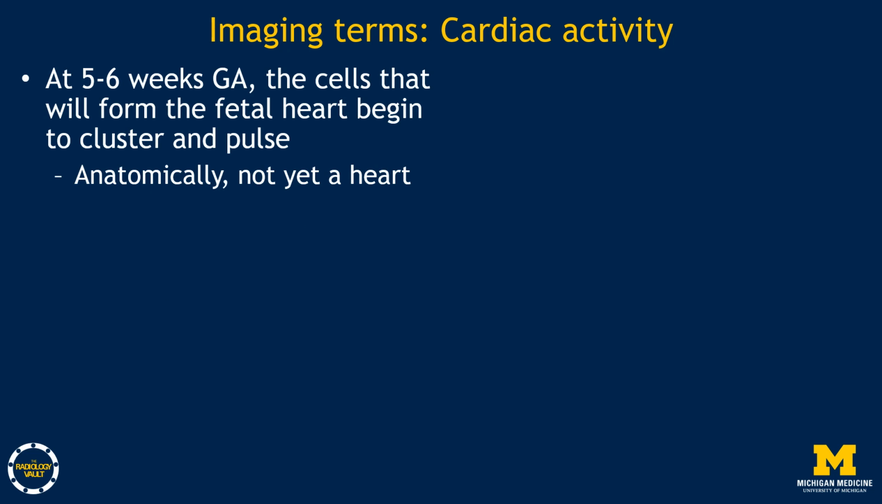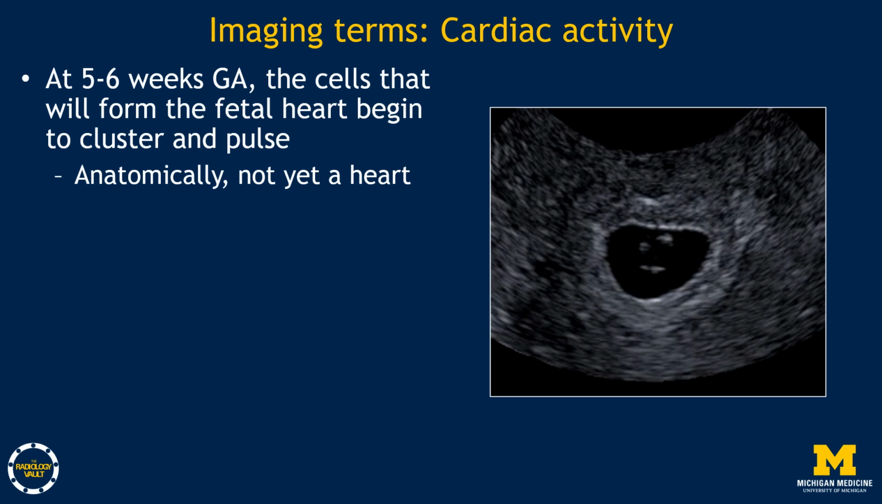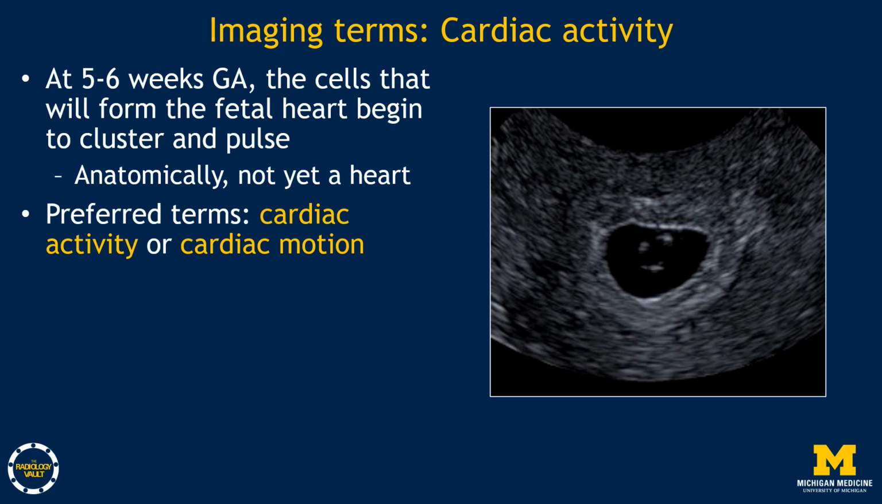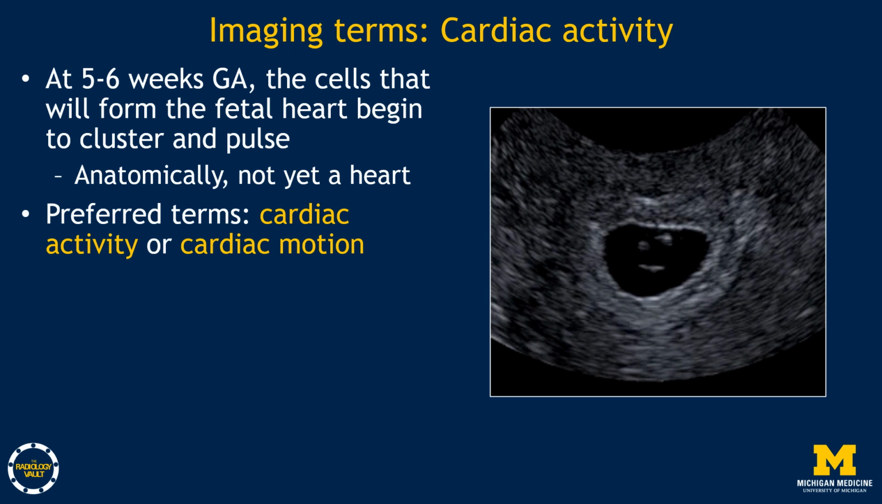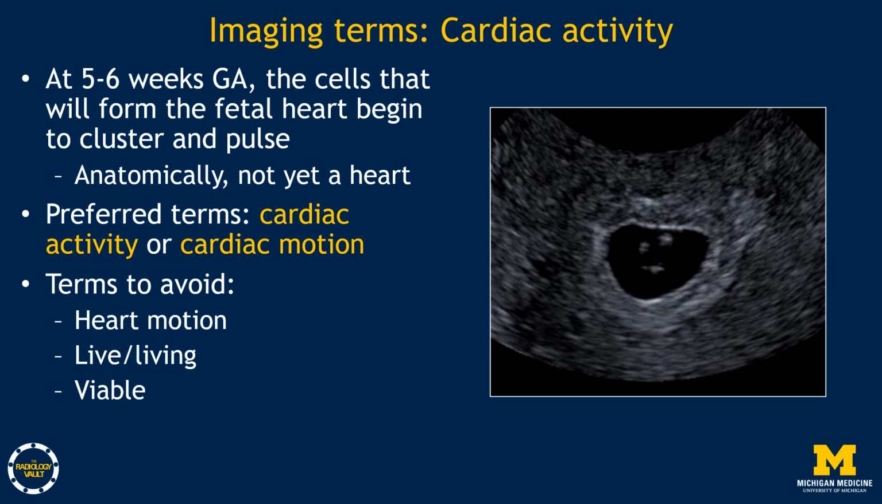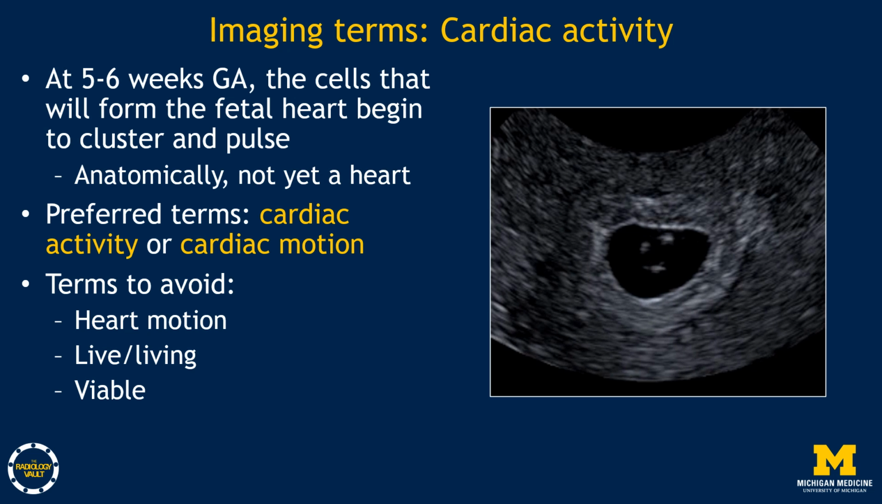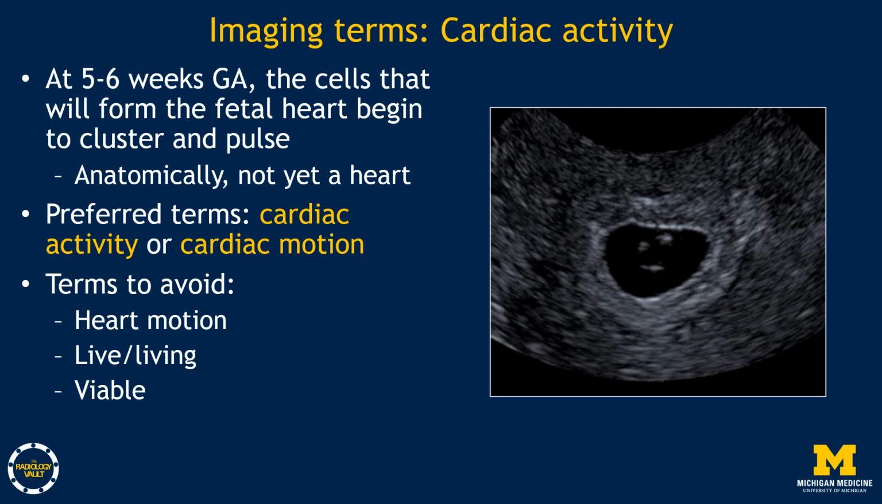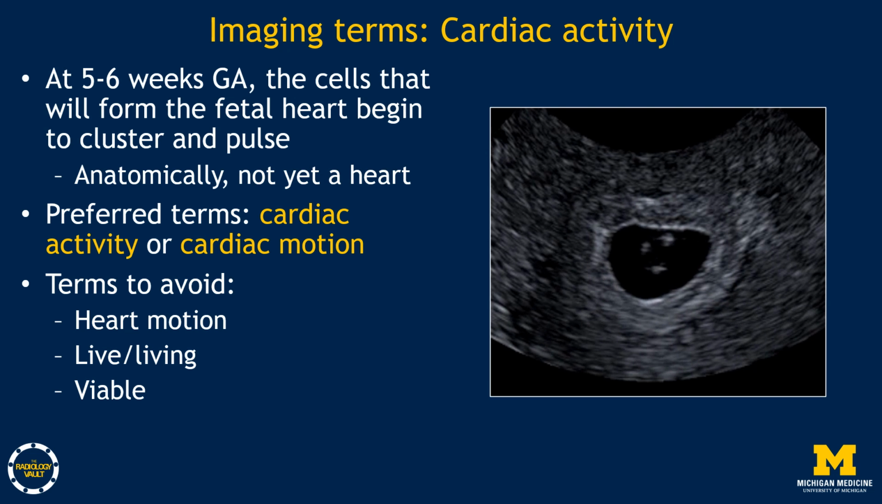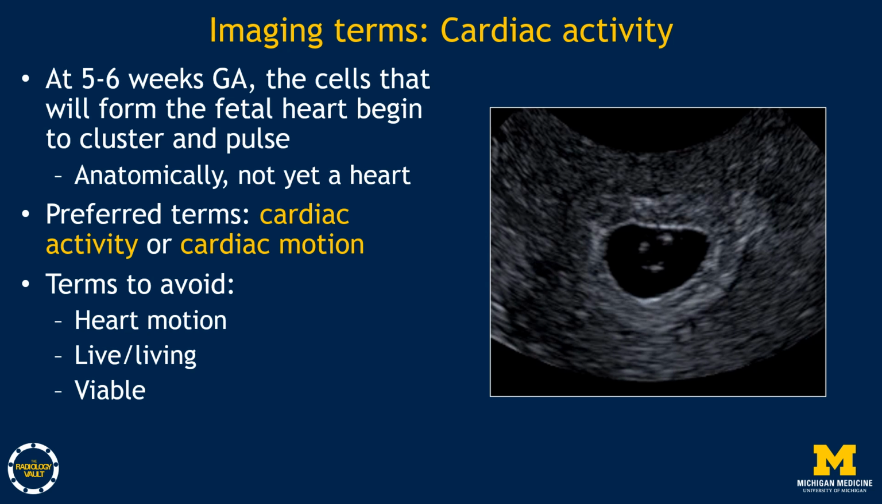At 5 to 6 weeks gestational age, the cells that will form the fetal heart begin to cluster and pulse, but anatomically this is not yet a heart. So for this reason, we're going to avoid the term heart motion, and instead we prefer the terms cardiac activity or cardiac motion. We also avoid the terms live and living, and particularly the term viable, because to people that are not well versed in medical terminology, the term viable may actually connote that the embryo could potentially survive outside of the uterus. And we know that at 5 to 6 weeks gestational age, this is not going to be possible.